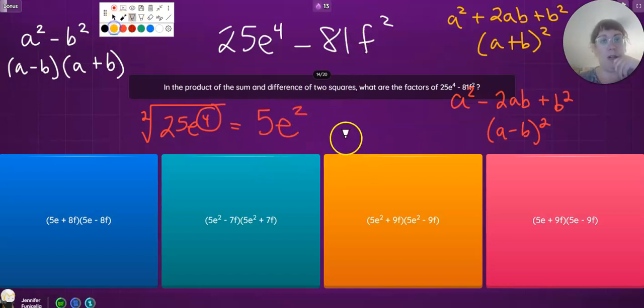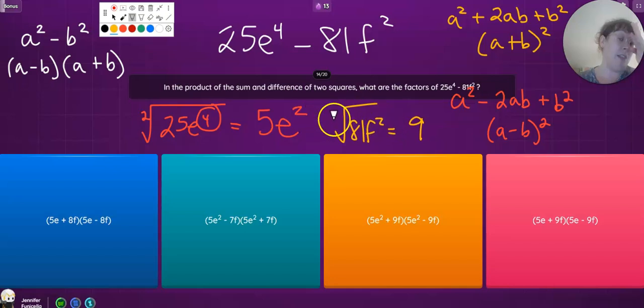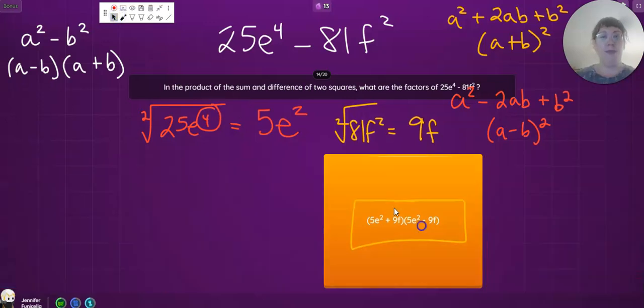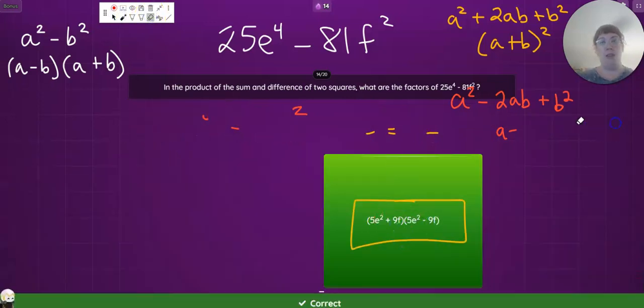And for the next one, the square root of 81f squared, the square root of 81 is 9, and 2 over 2, the square root of f squared is just f. So we have 5e squared plus 9f and 5e squared minus 9f. We see that here, right? Yeah, perfect. Nice job, y'all.